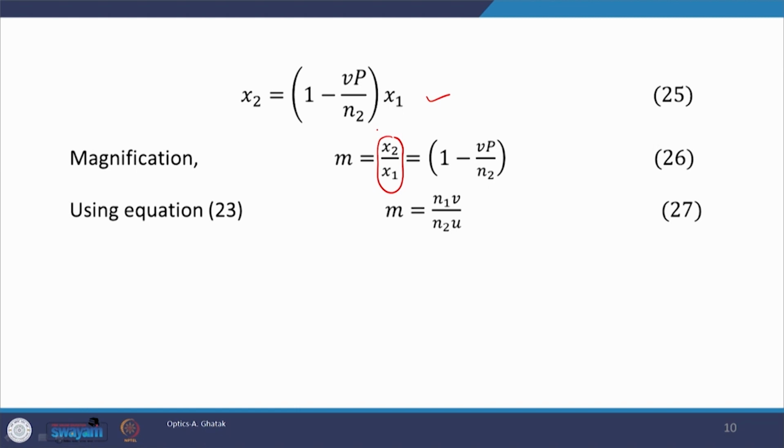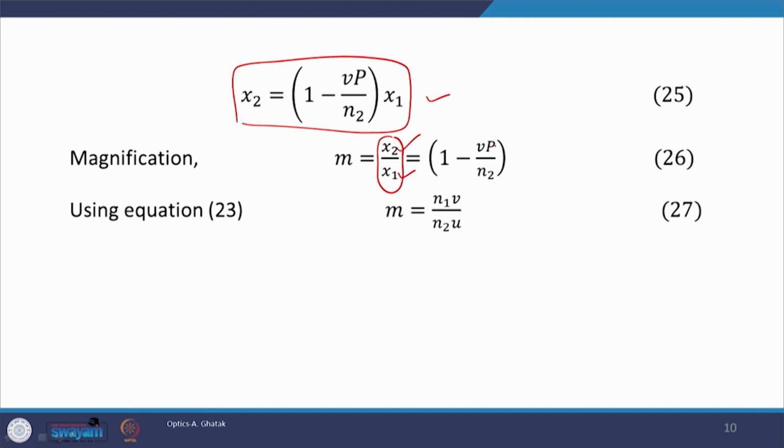In our earlier classes, we defined magnification as the height of the image upon the height of the object, and here what is x2? x2 is the height of the image, x1 is the height of the object, and from equation 25 we can find this ratio, which is equal to 1 minus VP by n2, where P is again the power of the refracting surface.